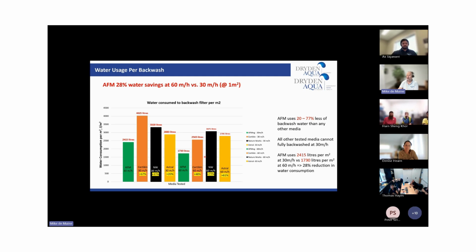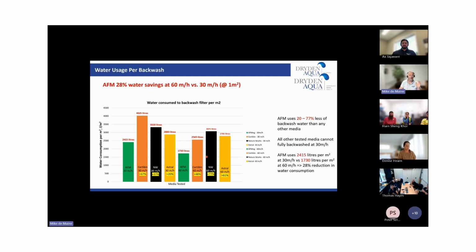Why is that? Why do these other glass medias not expand and release the dirt nearly as well as we do? It's because we engineer the shape of our media to be pretty much perfect. The only other media that is better at backwash than us is the glass beads.